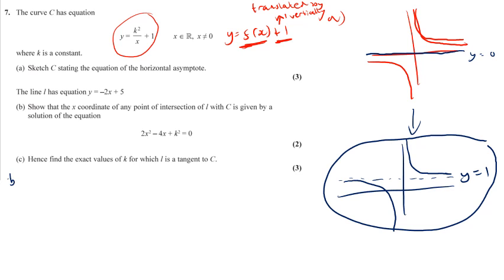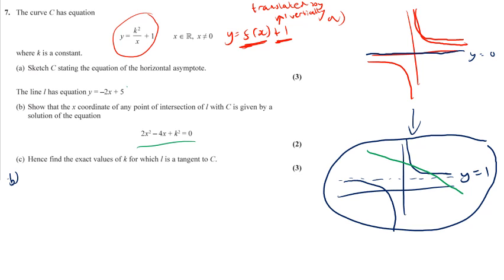In part B, the line L has got equation y equals minus 2x plus 5. I'm just going to sketch that on here. So minus 2x, negative gradient, plus 5. So something like that, say. Show that the x-coordinate of any point of intersection is given by this.